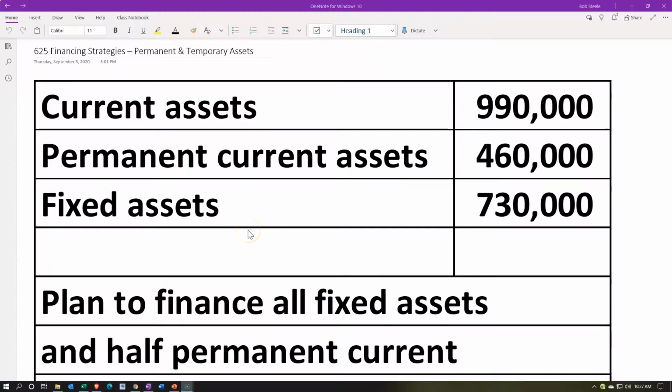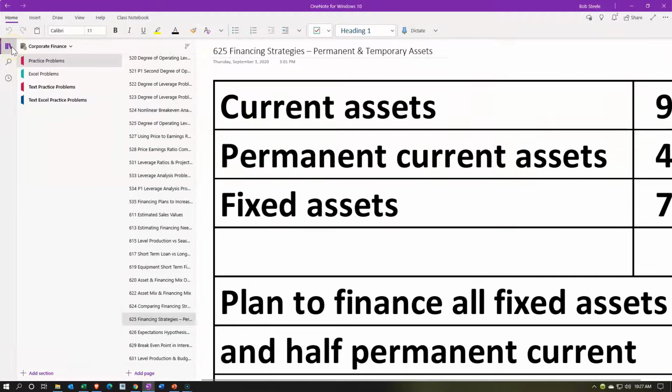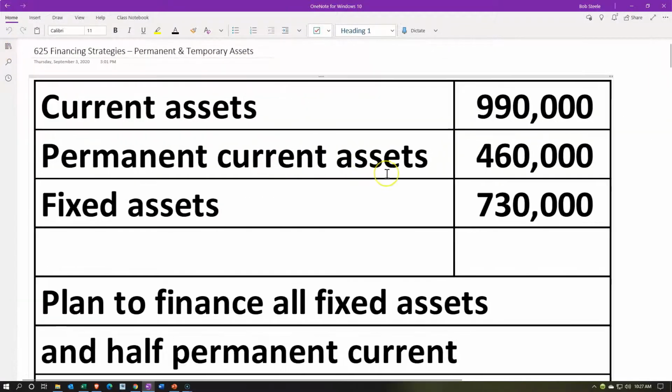Here we are in OneNote. If you would like to follow along in OneNote, you're not required to do so, but if you have access to it and would like to, we are in the 625 Financing Strategies, Permanent and Temporary Assets tab in the Practice Problems section. Closing this back out, we're going to have our information up top, then we'll have a smaller component of that information that we can use to work through the practice problem.